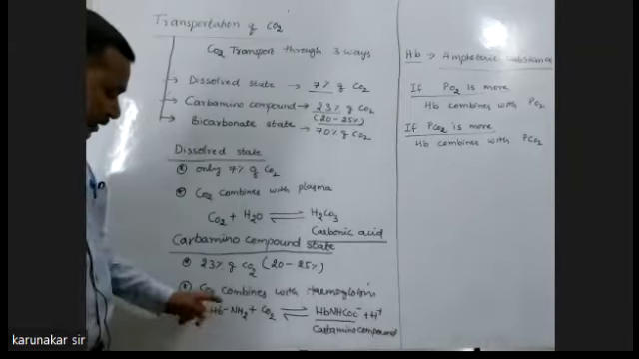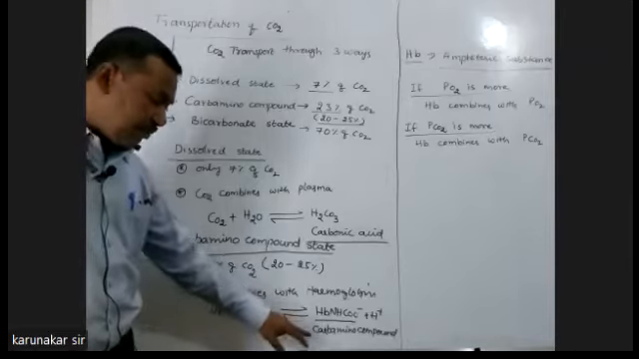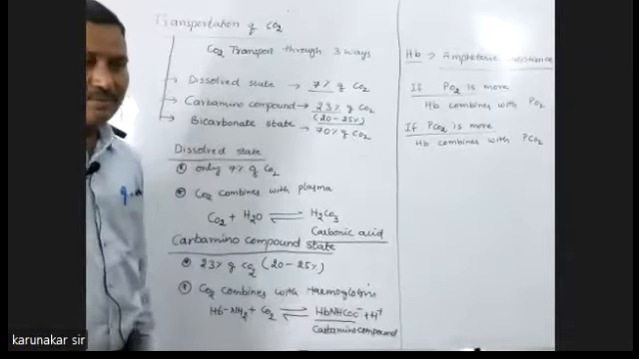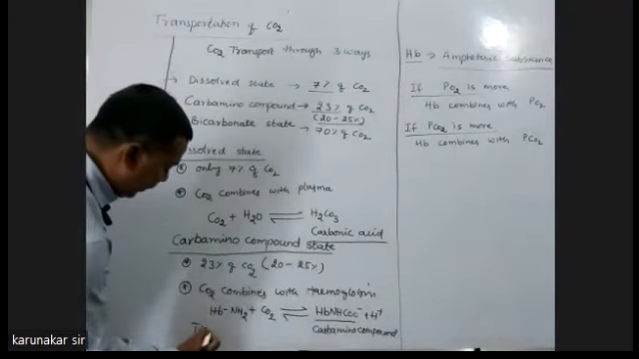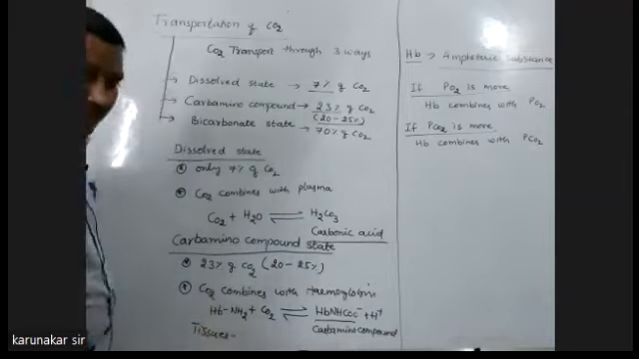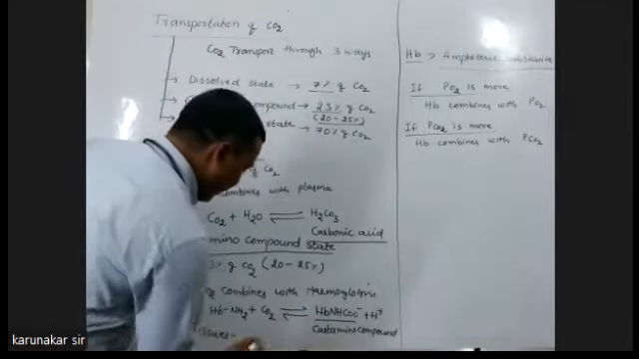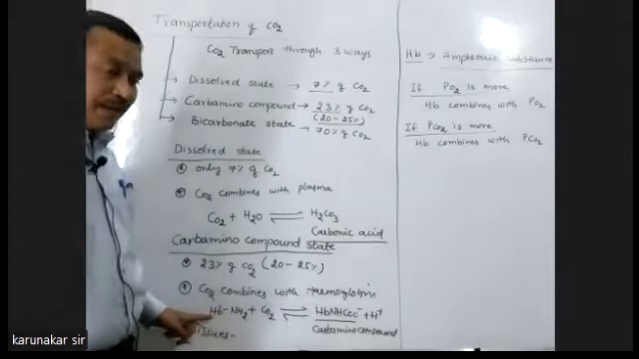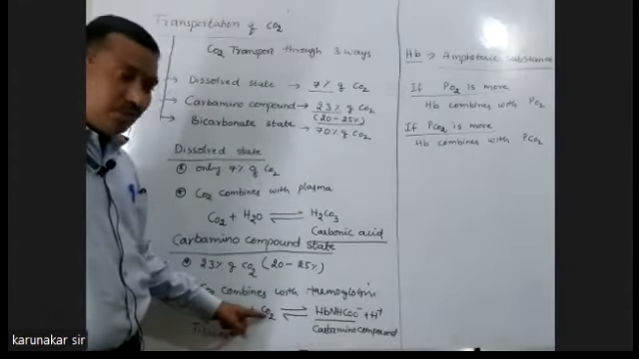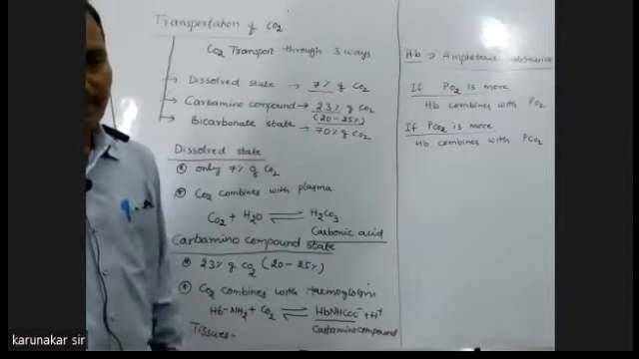When carbon dioxide combines with hemoglobin, HbNH2 plus CO2, a carbamino compound develops. It is occurring in the tissues. When it reaches the lungs, it must break into HbNH2 plus CO2. The CO2 will come outside through the lungs.